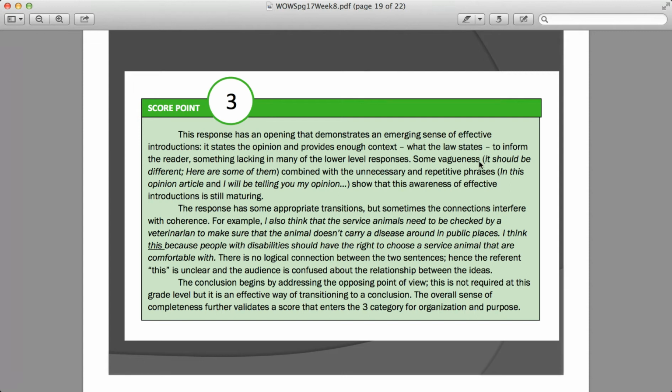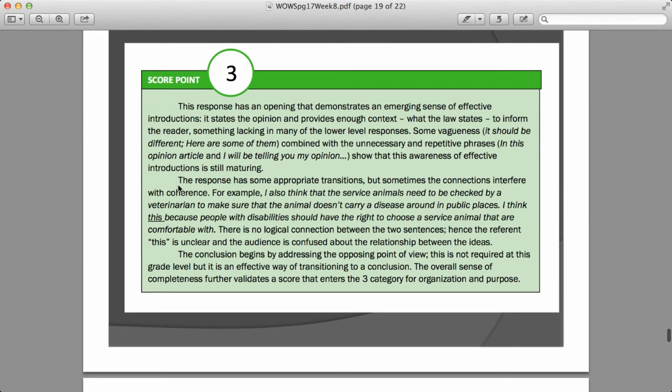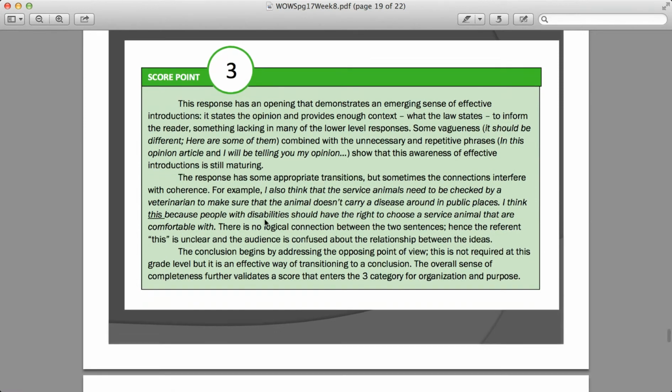There's still some vagueness. It should be different. Here are some of them. Combined with some unnecessary repetitive phrases. In this opinion article, I will be telling you my opinion. We've talked about that. If this person was starring their paper, I certainly would have had them take out that repetitiveness. But it still shows an awareness of an effective introduction.